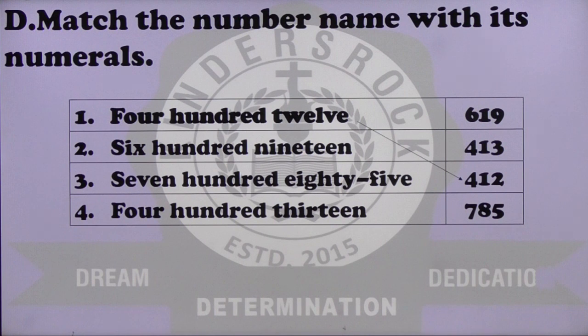Where do you find among the numerals this number name? 619, 785, 413. You have to do it yourself in your notebooks. So you have to write this entire thing, and you have to draw the arrows to the respective numbers, and match the number names along with it.